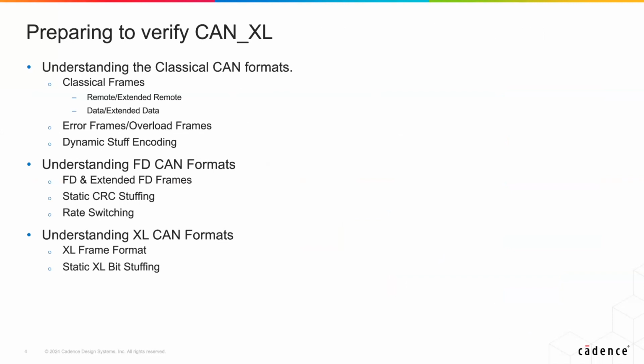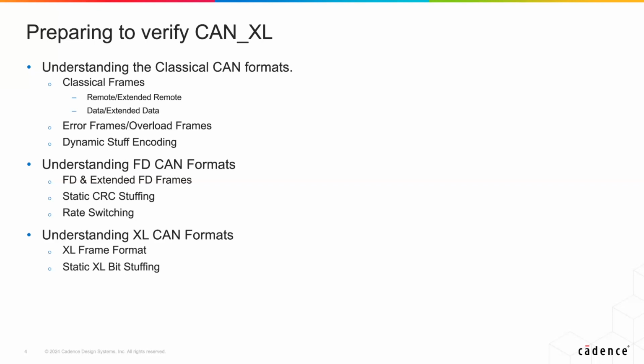Now, preparing to verify a CAN Excel. CAN Excel is relatively a new IP. CAN Excel is by definition backward compatible with CAN format and CAN FD format. So the first step of verifying CAN Excel is to understand the basic flows of CAN formats and CAN FD formats.